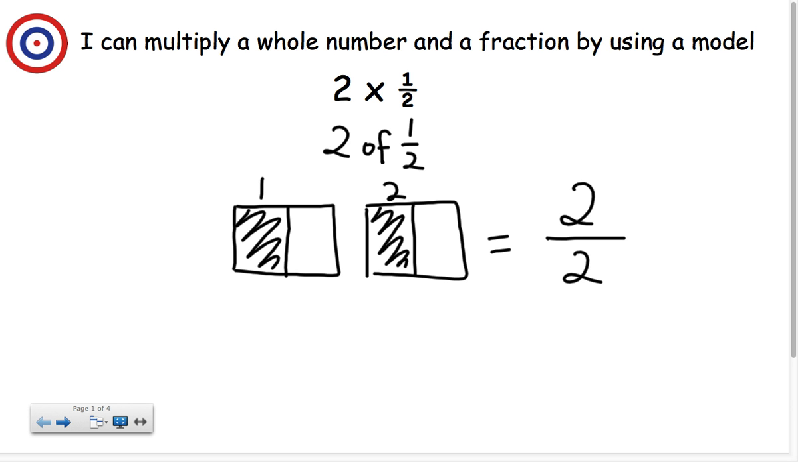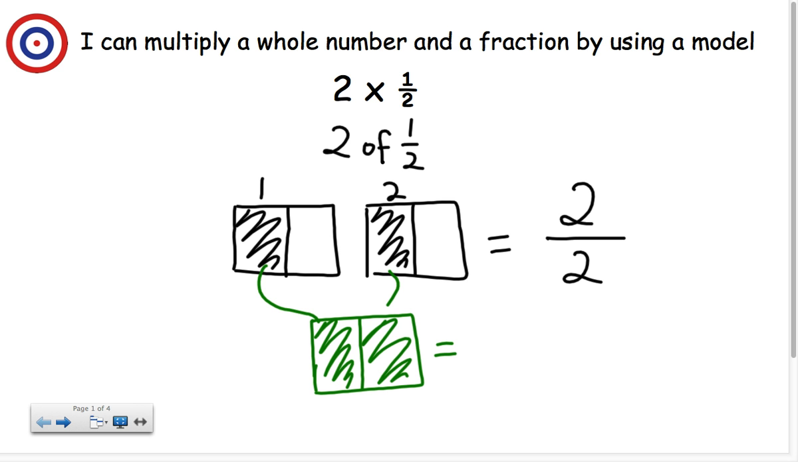Now, what does that look like if we were to combine this into a new model that is a blank whole amount with two parts? Well, I can move the first piece into here, and I can move the second piece into there, and what I'm left with is one whole amount. So 2/2 equals 1, and that tells us that 2 times 1/2, or two groups of 1/2, is 1.